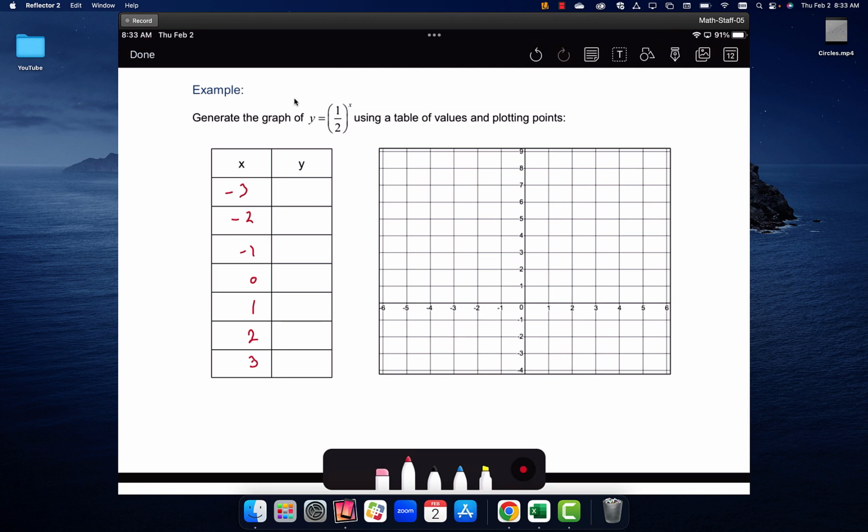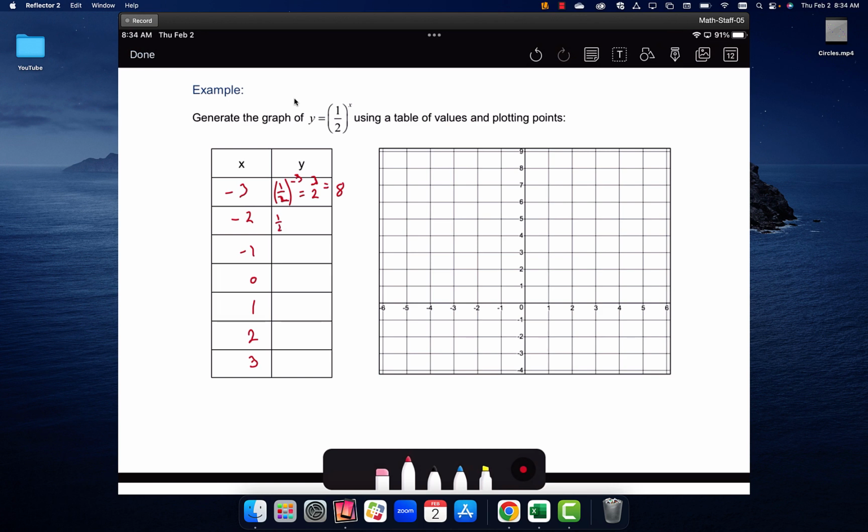X is our independent variable, so we can make it whatever we want it to be. And from here, we will just do some plugging in. We have 1/2 to the -3 power. Remember that -3 simply flips the fraction. It pushes it to the opposite side of the division bar, which will flip our fraction. So we get 2 cubed is 8.